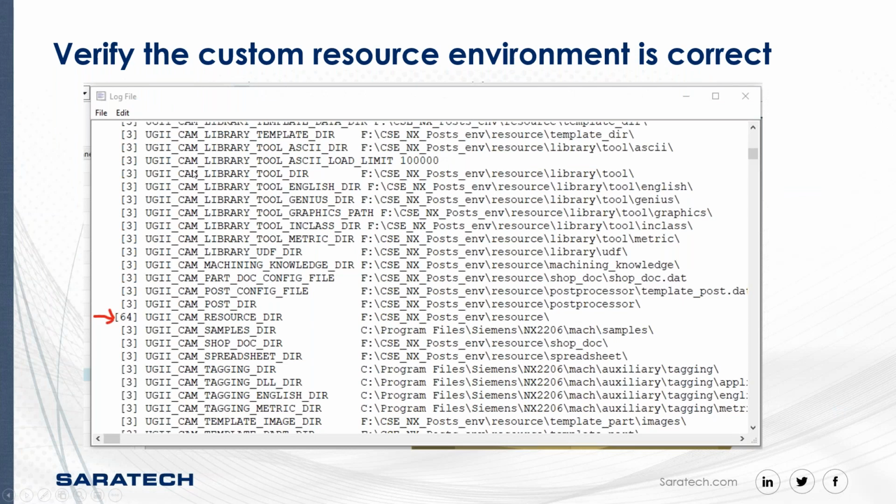So the first thing we want to do is show you how to verify that you're using the correct custom resource folder. Whenever you make an NX environment, you want to put it somewhere on your network, a custom folder for your post processors and your machines and your parts templates.